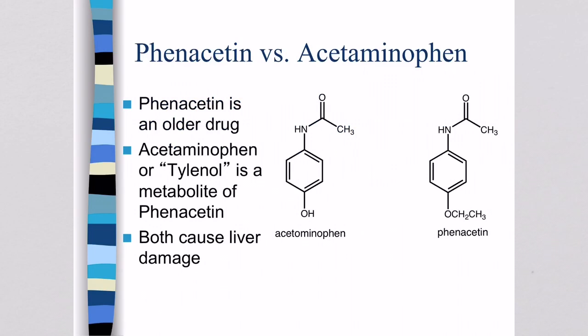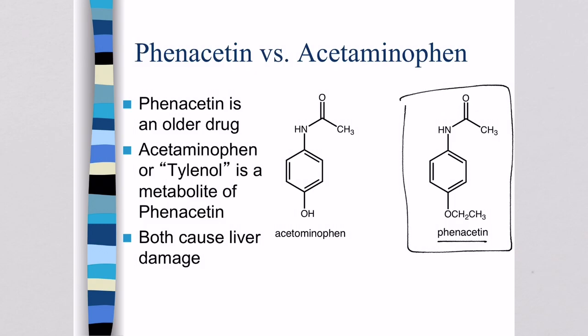So here's what we're going to be making. We're going to be making this molecule right here, which is called phenacetin. Phenacetin is a drug. It was a pain reliever, and it was used from 1887 to 1983, so that was a good long run, almost 100 years, and it was taken off the market because it caused liver damage.